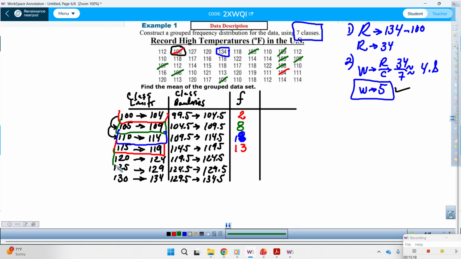Next one, Karime, from 120 to 124. 6. Hands if you got 6. Looks about right. Next one, from 125 to 129. What'd you get, Thomas? 1. Hands if you got 1. Is it 1? All right. And last but not least, from 130 to 134, what'd you get, Mila? 1 and 1. All right.